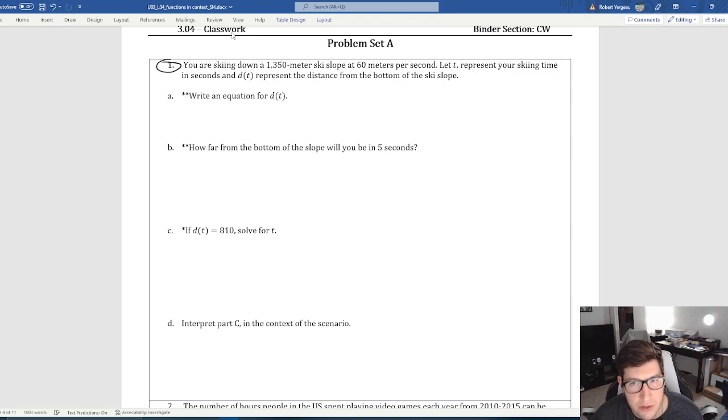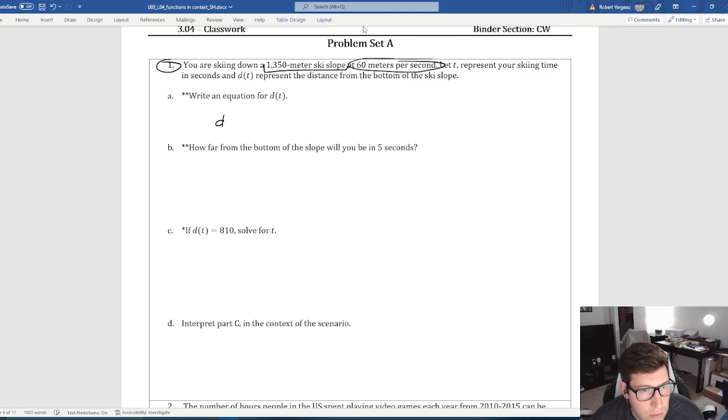Let t represent your skiing time in seconds, and d of t represent the distance from the bottom of the ski slope. All right, so we have this lovely total right here, that's the total size of the slope, and we're going 60 meters per second. We want to write an equation for d of t.